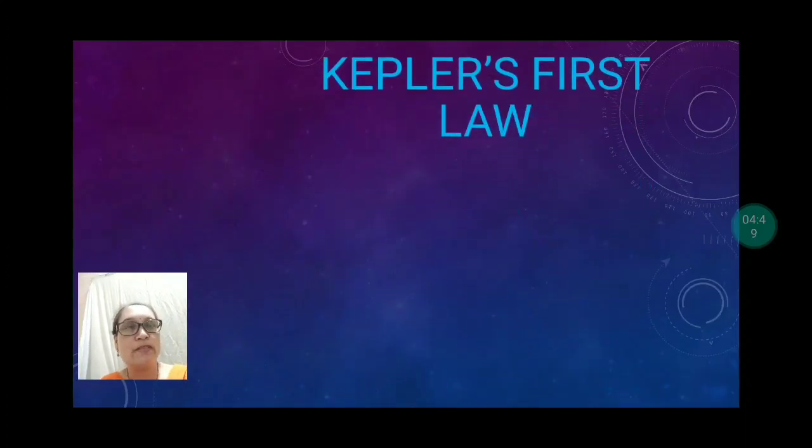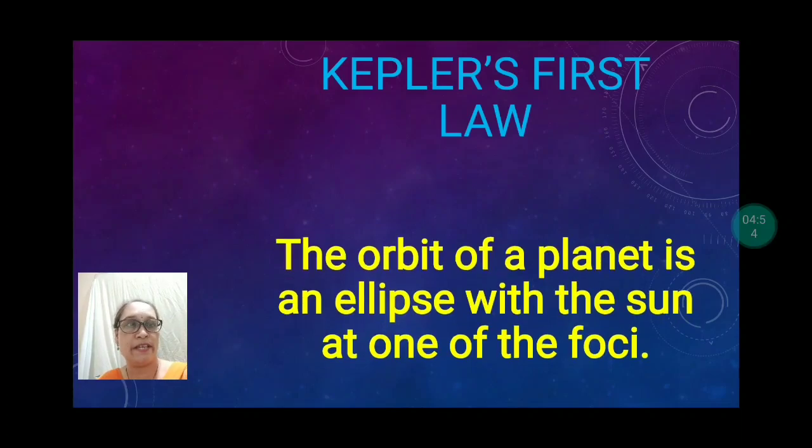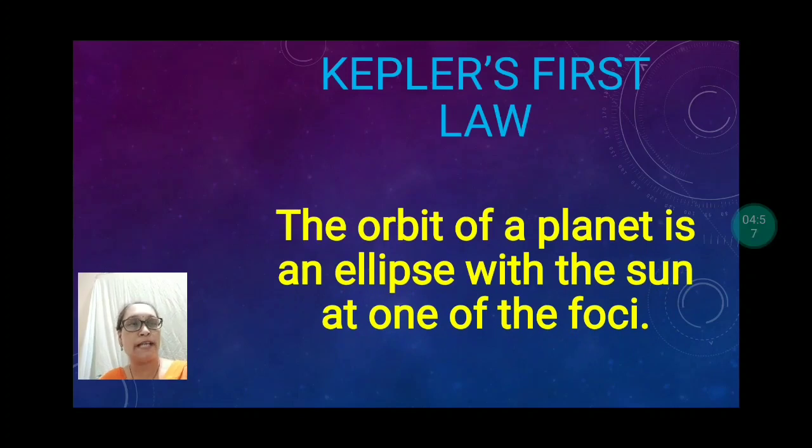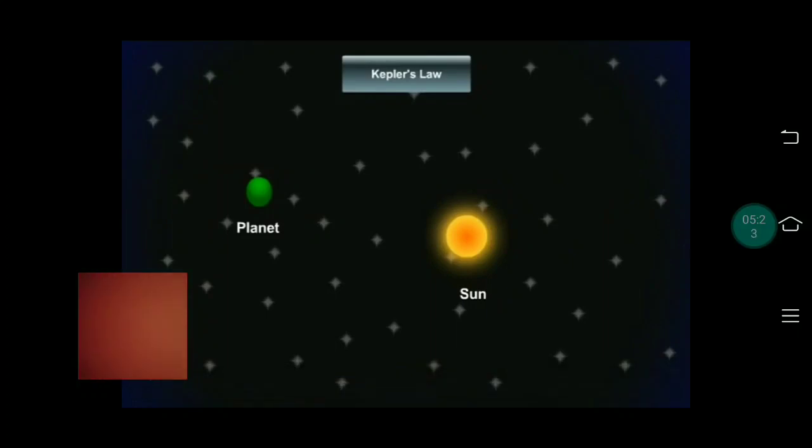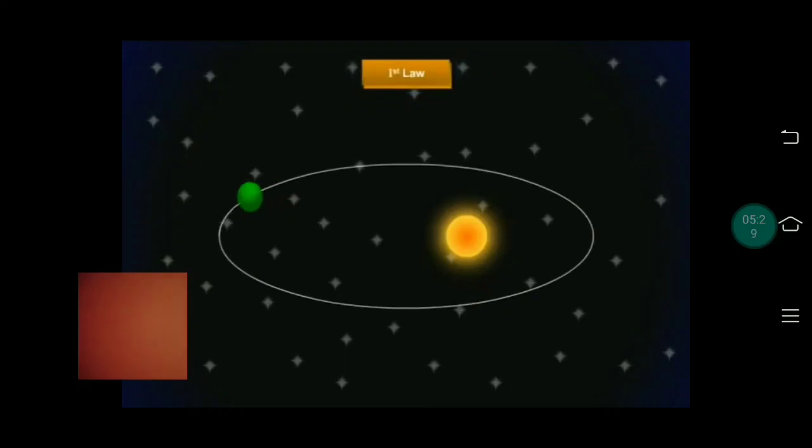Now we move towards Kepler's laws of motion. Kepler's first law is that the orbit of a planet is an ellipse with the sun at one of the foci. Let's see one short clip regarding this first law. Let's now try to understand Kepler's laws. He did a lot of good work. According to Kepler's first law, all the planets revolve around the sun in their respective elliptical orbits, and the sun is one of the foci.